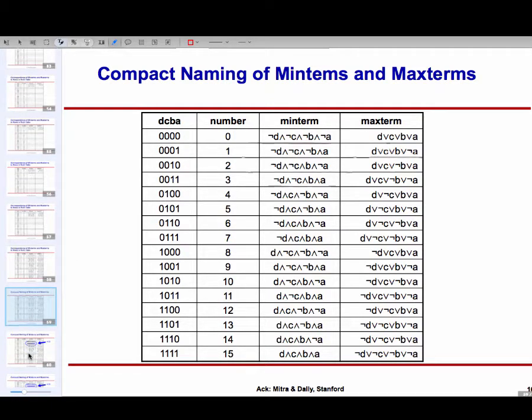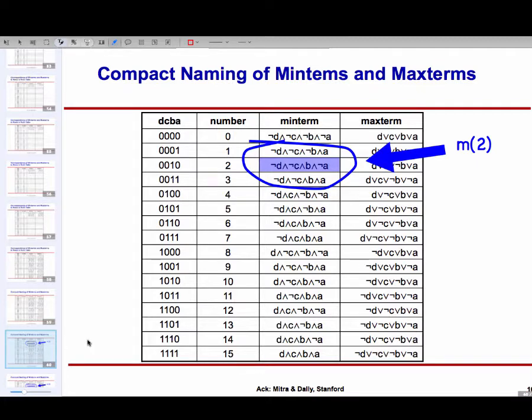Now the reason we list this out is that this makes life very easy when we write out functions. Instead of dealing with these complicated looking minterms, we are going to give them a compact name. For minterms, we represent them by a little m and then an index number. So minterm number 2 is the one which appears in row number 2. In this example, where the inputs were written as DCBA, minterm number 2 is not D and not C and B and not A, and a compact representation for that is m of 2.